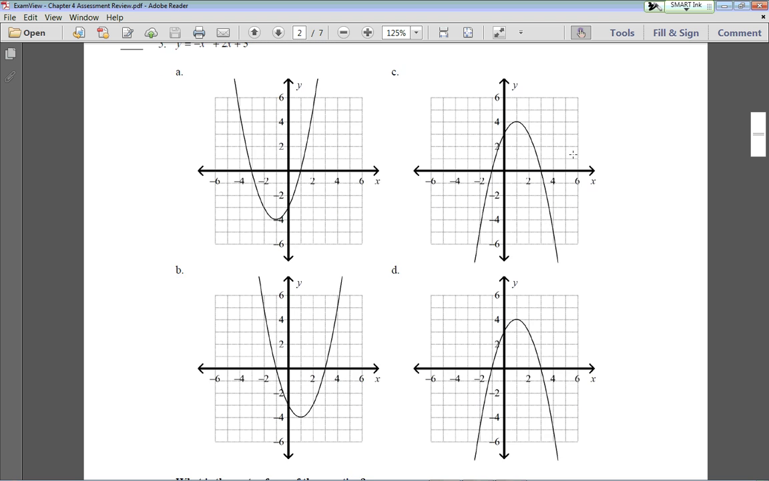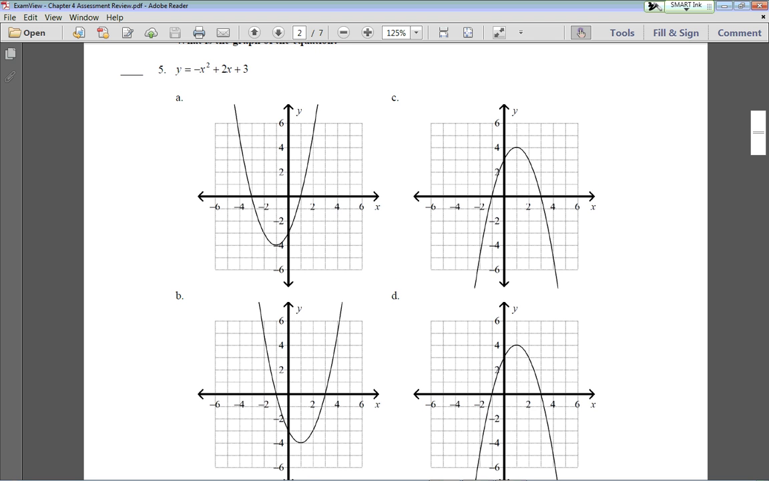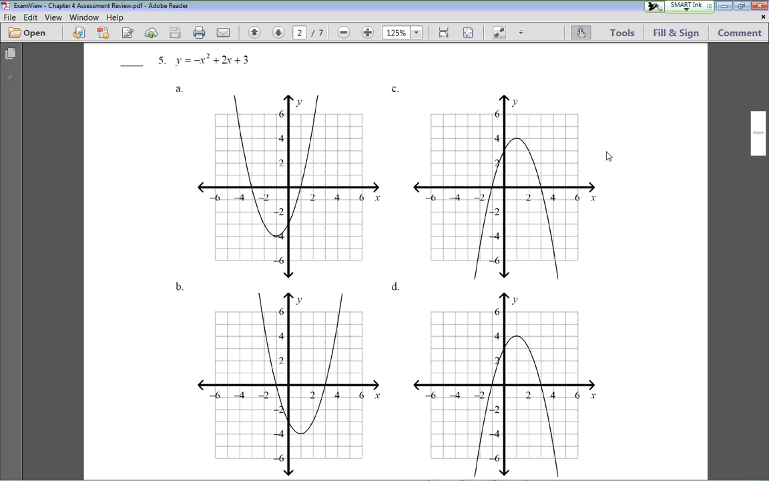What is the graph of the equation? Now, I will tell you this. On here, whoever wrote this question in the test generator failed. Because if you look at these two graphs, they're identical. Yeah, I'm going to fix this on the test, but these two graphs are identical. The main thing to look at here is this negative sign right here. This negative sign tells you this parabola opens downward. So A and B are gone right away.